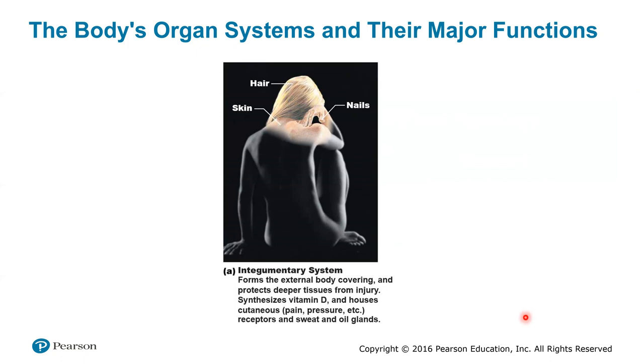Also, skin houses cutaneous receptors. Your skin is the cutaneous membrane. That's why we call those receptors cutaneous receptors, because they are located within your skin. And those are receptors for pain and pressure. Also, your skin houses sweat and oil glands.